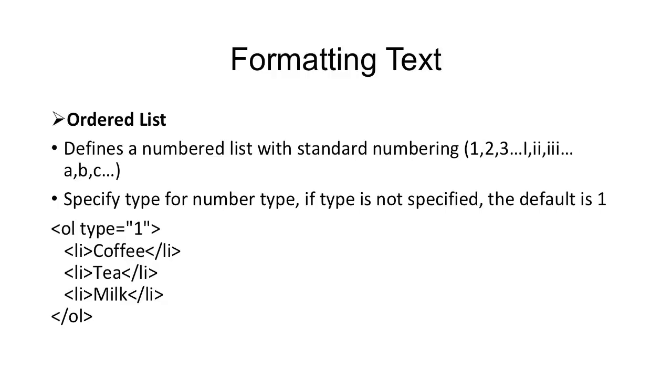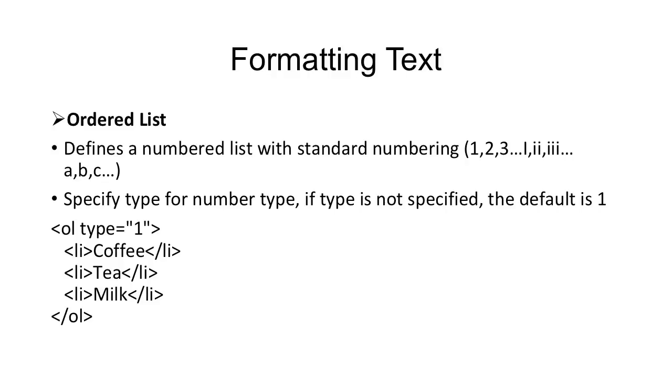Next is the ordered list. We mentioned that it defines a numbered list with standard numbering. It can be 1, 2, 3, ABCs, or any other types of numberings. Defining an ordered list, you use the OL tag, not the UL as with the unordered list. The default numbering type for the ordered list is 1.